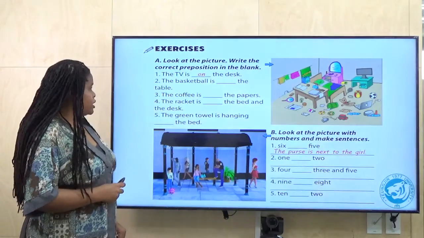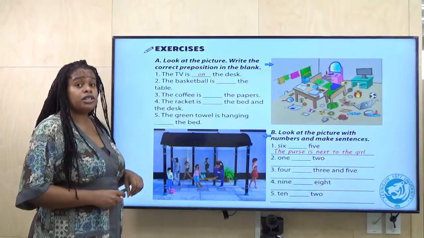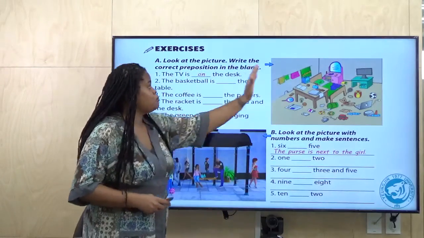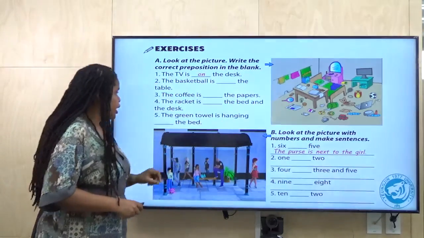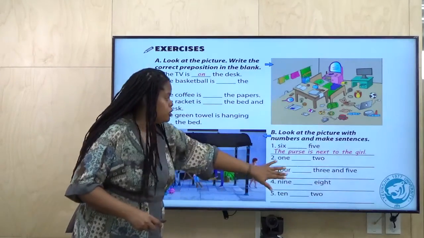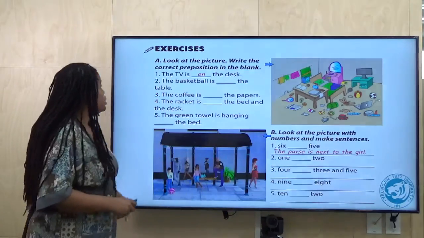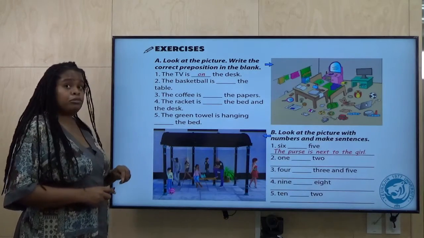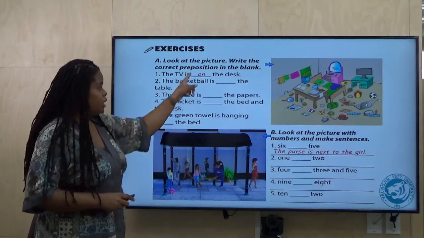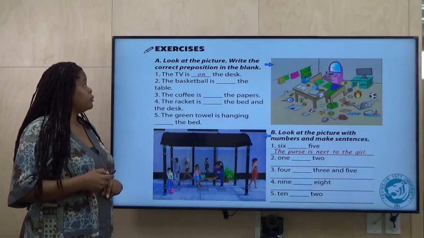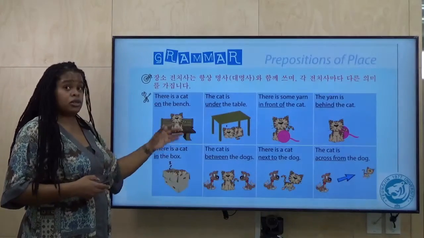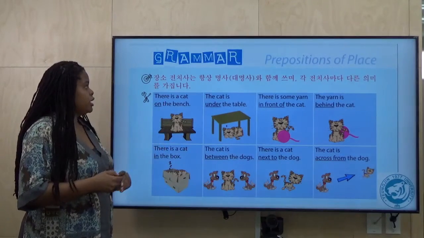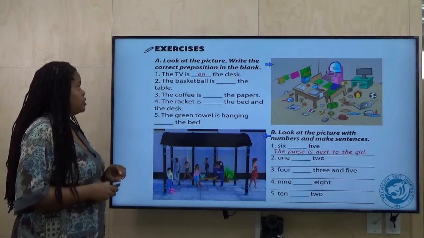Here are our exercises. Today we just have 2 exercises, but they are a bit more involved. Exercise A is paired with this picture. Exercise B is paired with this picture. So exercise A, you're going to look at the picture and write the correct preposition in the blank. It might be helpful for you to print out this chart with prepositions, or at least go back and forth between this chart and this page if you forget the prepositions.